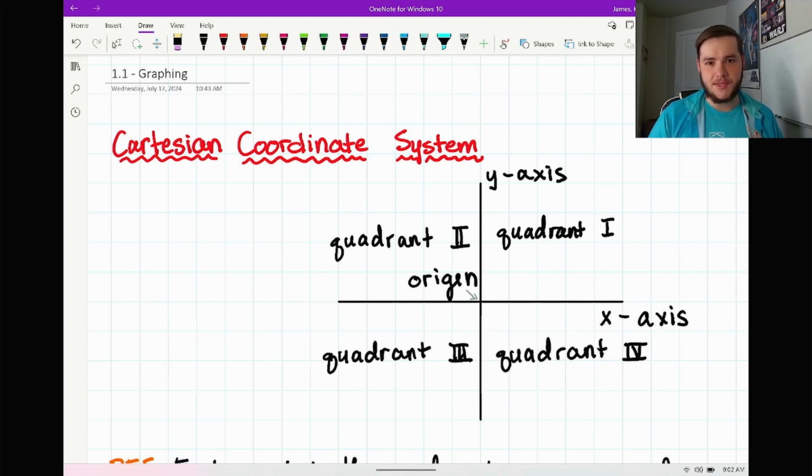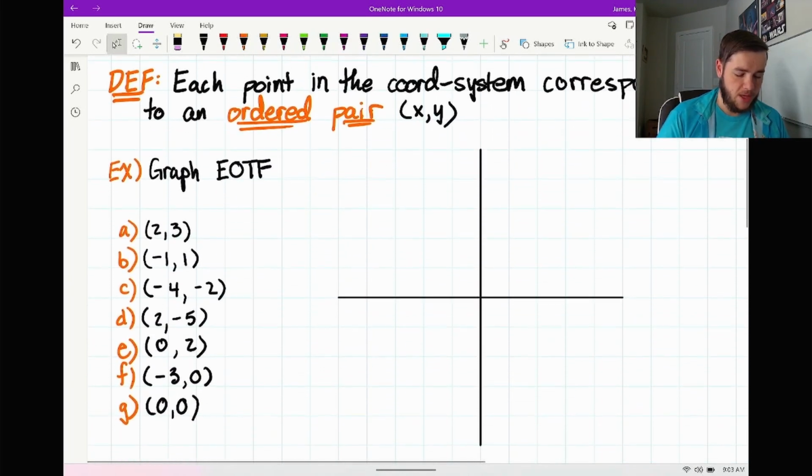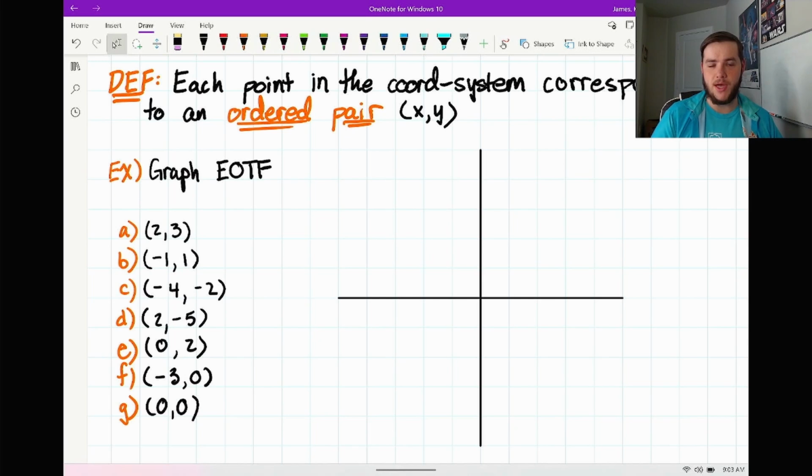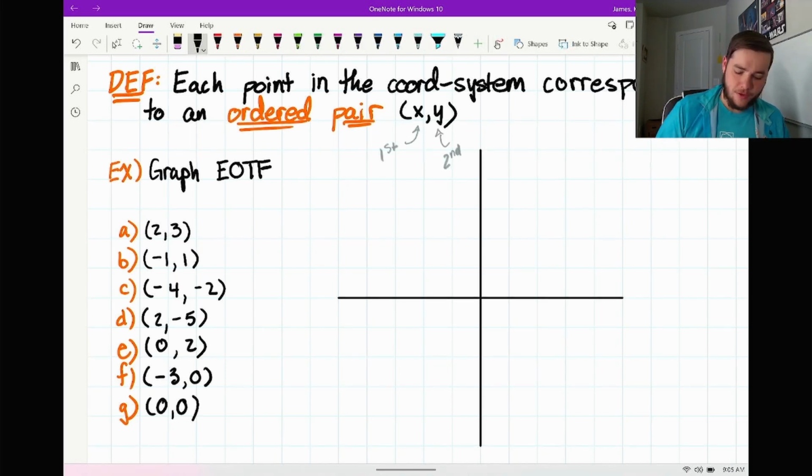So, how do we use this system? Well, we need ordered pairs. An ordered pair is a set of two numbers, an x-coordinate and a y-coordinate, that tell us some information about the location in the plane. So, here's a big old list of examples of ordered pairs. Remember, x always comes first, and then y goes second. Also remember, x is the horizontal axis, y is the vertical axis.